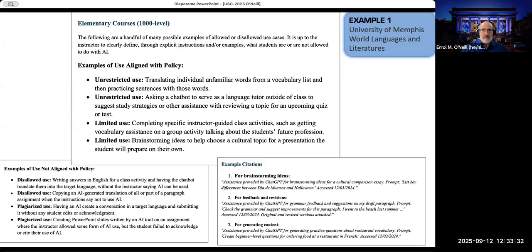So giving examples so students have an idea of what is or isn't expected, examples of allowed use versus plagiarized use, and also telling students if they do use the chatbot, how should they cite it? So for brainstorming, assistance provided by ChatGPT, and so on. And then you can tell students what format they should cite the usage in.